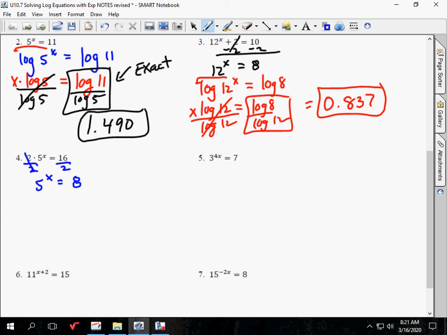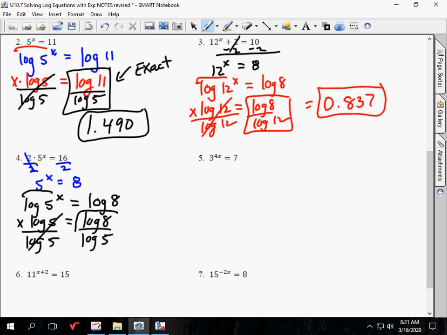And then we can see we can't get those bases to be the same. So now we log both sides. And we have log 5 to the x equals 8. Bring the exponent down. And then we're going to go ahead and divide both sides by log 5 to get x by itself.